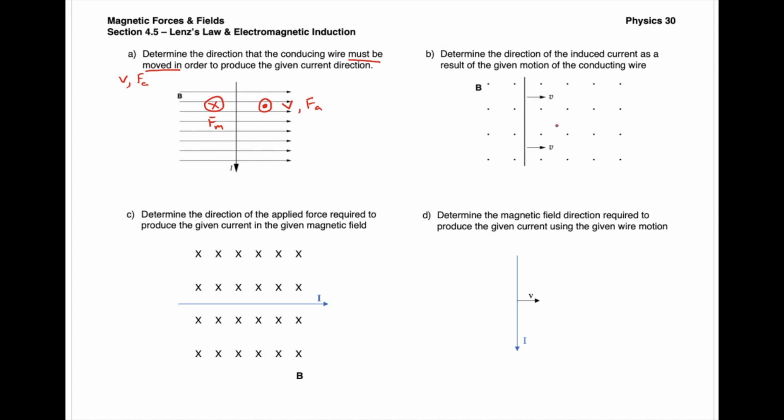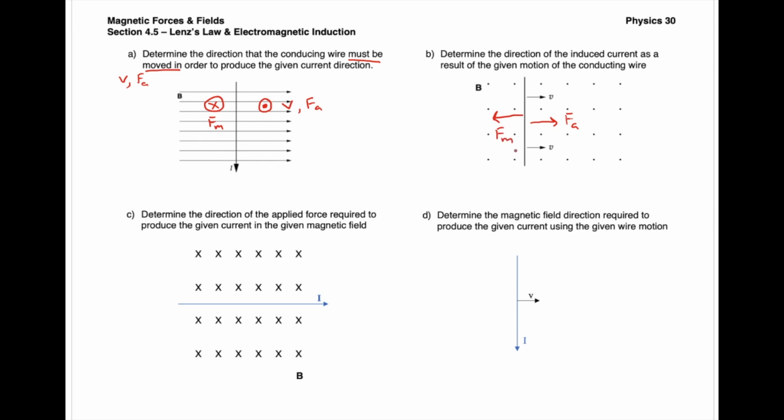The next one, we're going to be looking at our induced current direction, and so that'll be through this wire, either up or down. Now my velocity vector is going in this direction, which means that my force applied is in this direction as well. Opposing that is going to be my force magnetic.